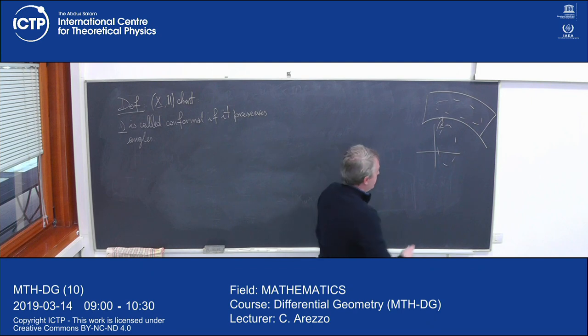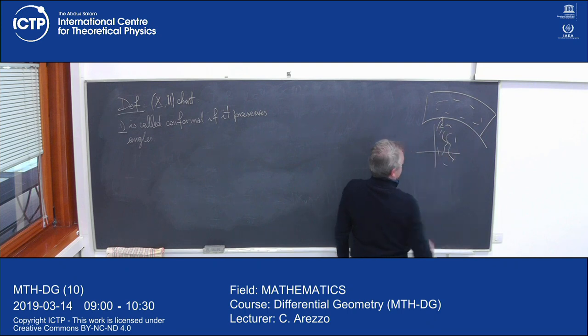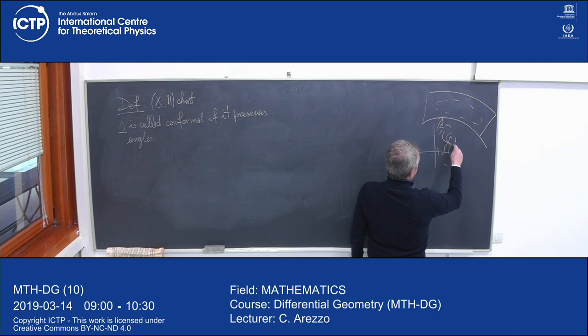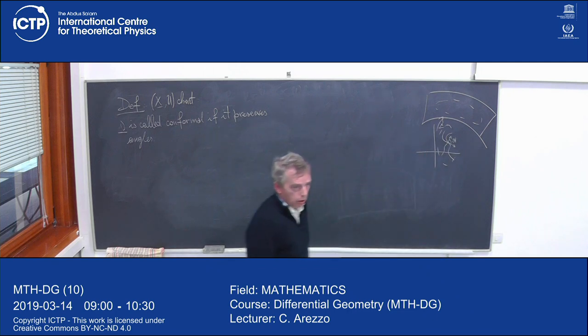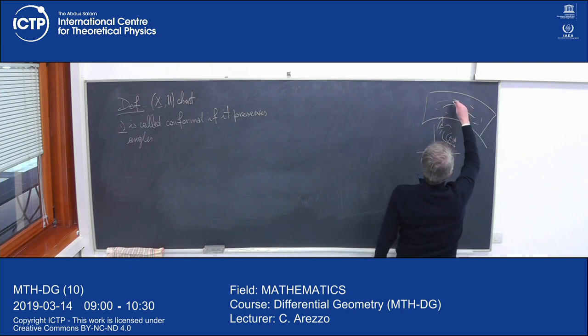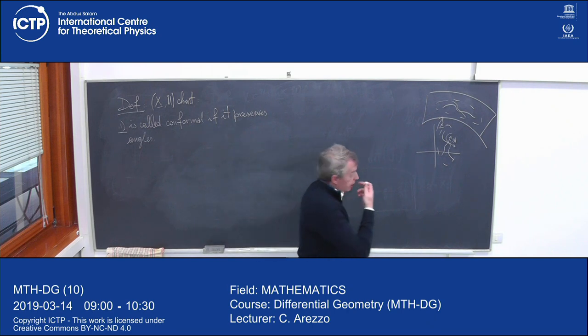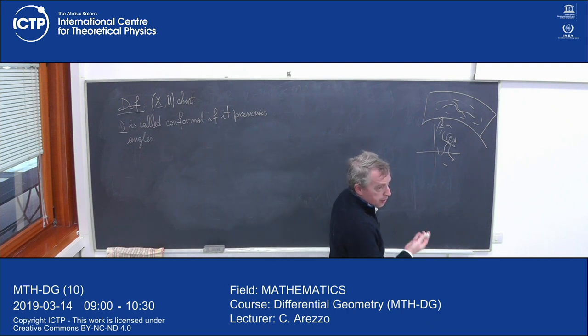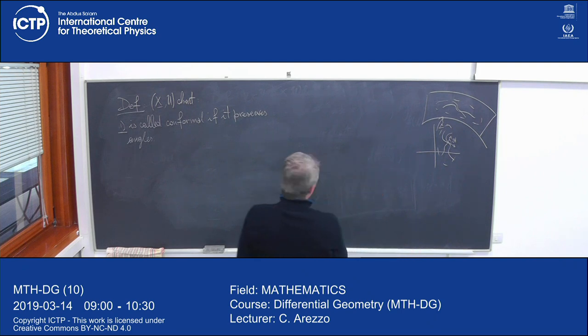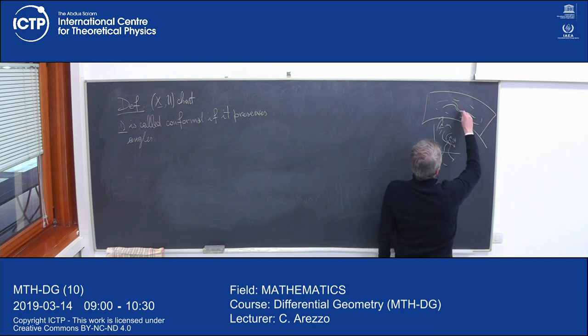What does it mean to preserve angles? That every time I have two curves, for example on the plane, which pass through the same point, of course they will pass through this point with two tangent vectors. So I know how to compute this angle here on the plane. Then I go on the surface, and there will be two corresponding curves which will pass through some point. Again, I can look at the tangent directions there and compute the angle between the two. So preserving angles means the angle computed here and the angle computed here will be the same.